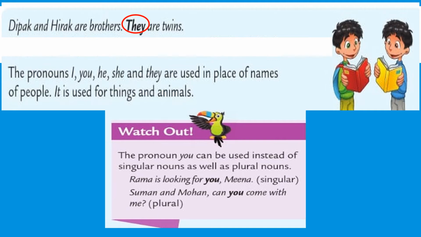Rama is looking for you, Meena. So Meena is singular, whereas in the other sentence, Suman and Mohan, can you come with me? Now here you can see you is used in place of Suman and Mohan. That is plural nouns. I hope this is clear to you now. Let's move to the book exercises.